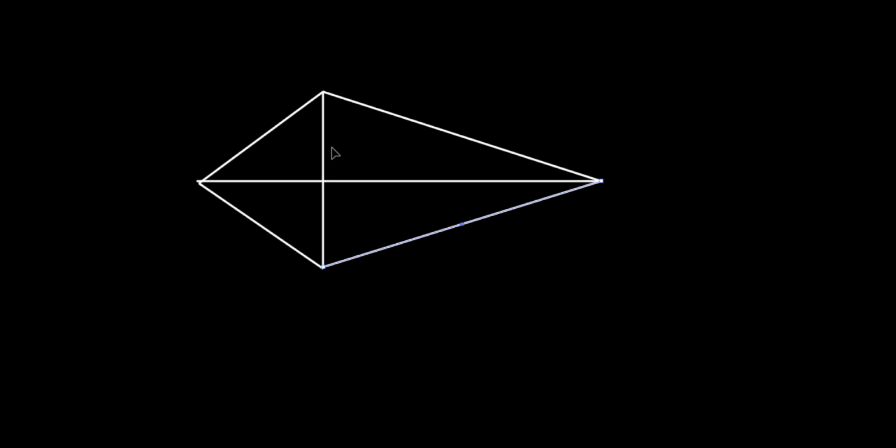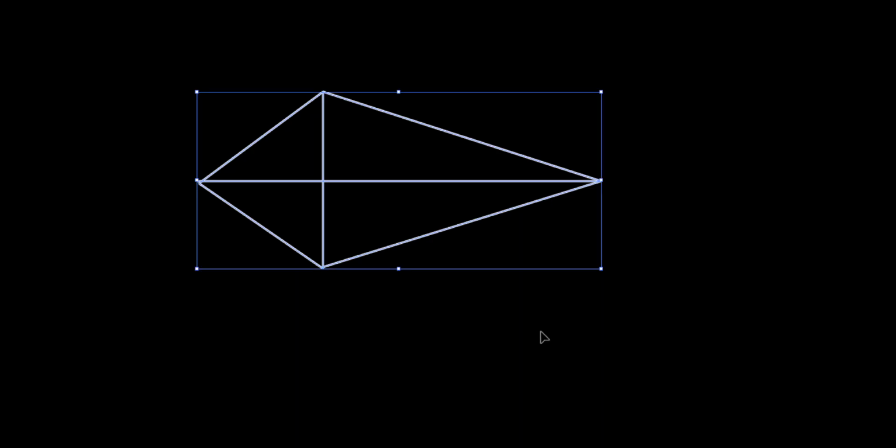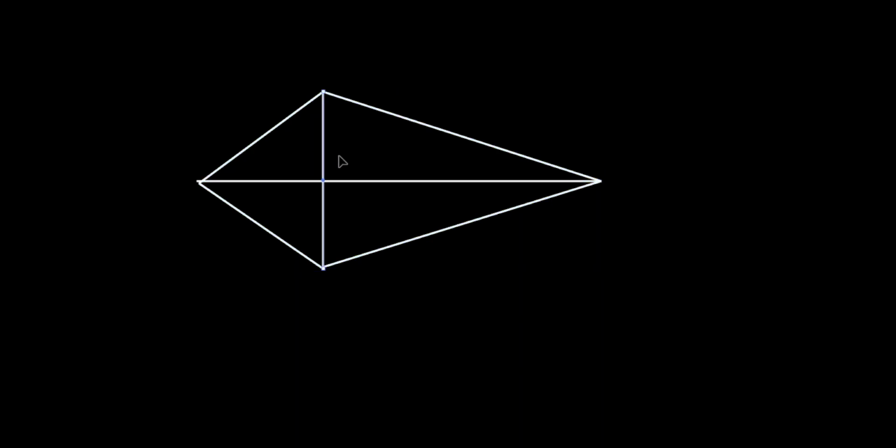All right, let's do this. Let's get rid of this line right here. I'll tell you what, I'm going to copy this so I don't have to draw it every single time. All right, let's get rid of this. We'll keep that right there. You know what? I'm going to get rid of this one too. All right, so here's a kite.